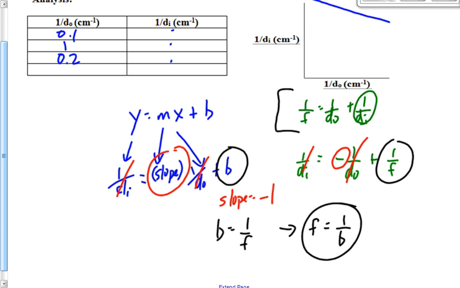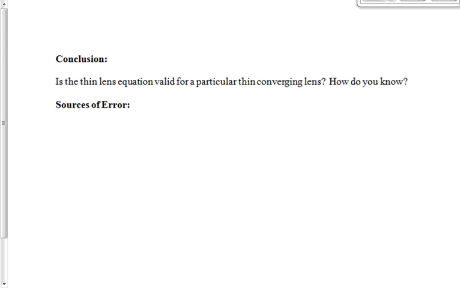So how can we calculate a percent difference? Would you like to do this in the lab? So like do a conclusion? Yeah, I'll show you that in a second. So you've just verified or refuted the thin lens equation. Let's conclude whether it's valid or not, and then let's put in some sources of error.